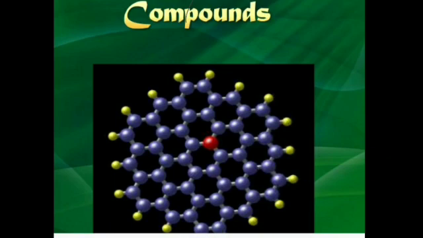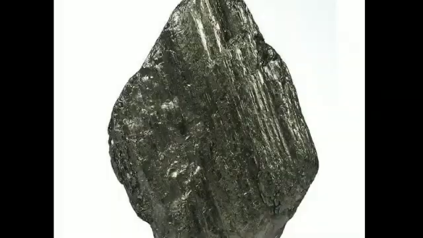I'm proceeding on with lesson 9, that is carbon and its allotropes. This is the picture of graphite, which is another crystalline form of carbon, and it is a natural crystalline form of carbon which is greyish black, shiny and soft substance, and in texture it is slippery to touch.